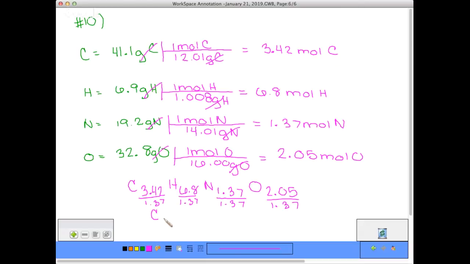And what I end up getting is C 2.5, H 5, N, and then O 1.5. This still should look a little bit weird because we have 0.5s and we can't have half numbers. So to get rid of this 0.5, we're going to multiply everything by 2. And if we multiply everything by 2, we get our empirical formula to be C5H10N2O3. And so that is my empirical formula for all this data.